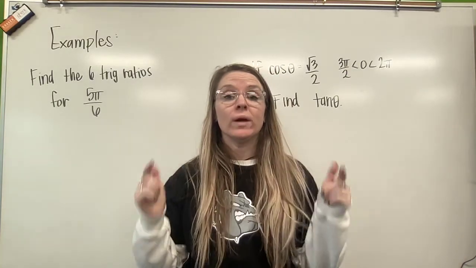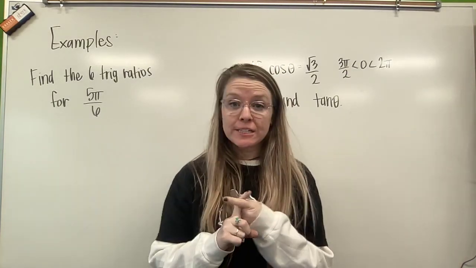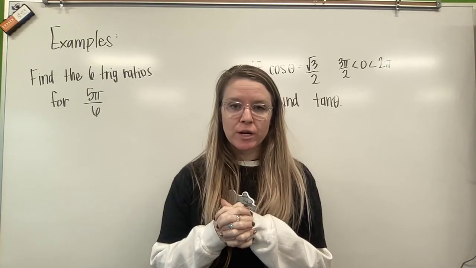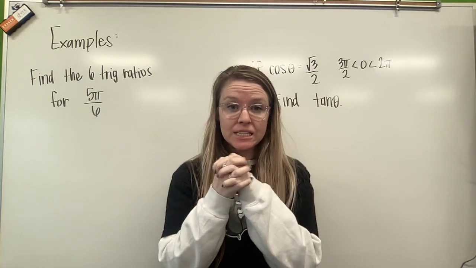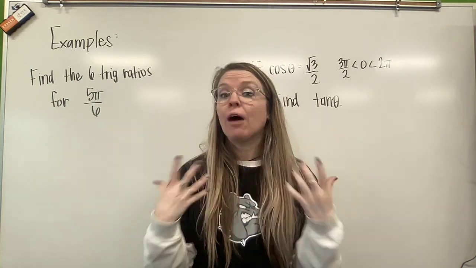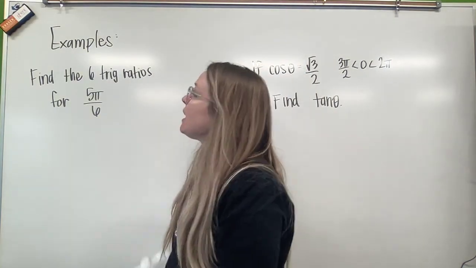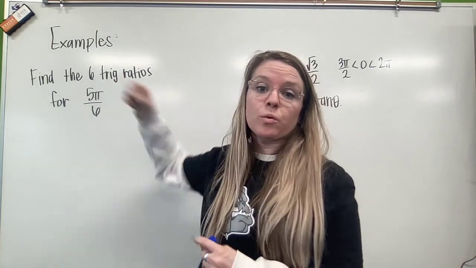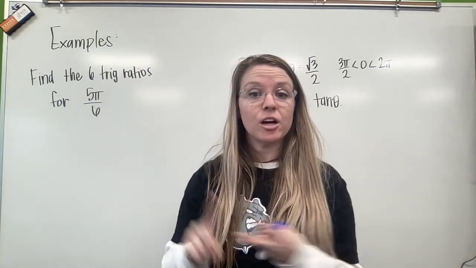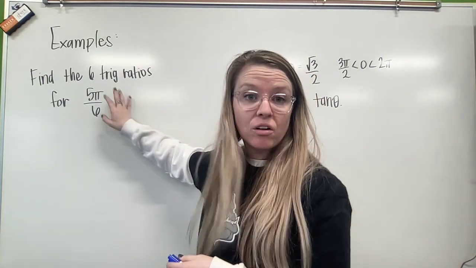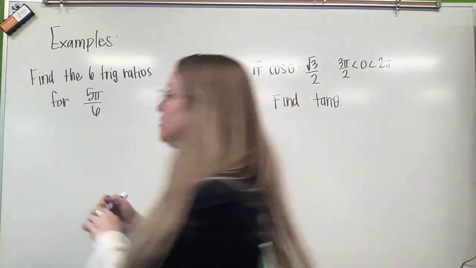Okay, we now have talked about reference angles and we talked about our special right triangles. I'm going to combine those ideas. Why do we need to know them, or how are we going to be using them? So this first example I have here, it's asking for the 6 trig ratios, so we're including cosecant, secant, and cotangent for the angle 5 pi over 6.